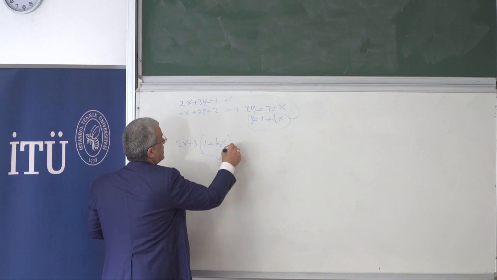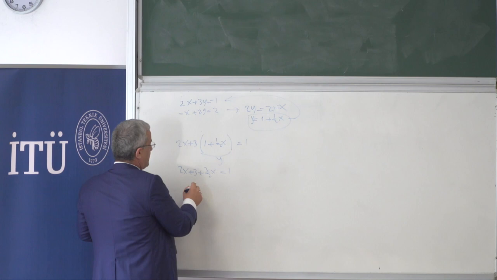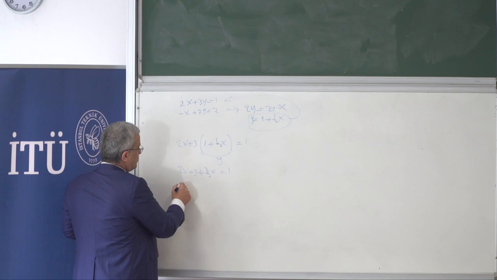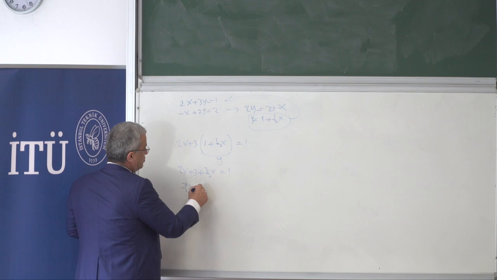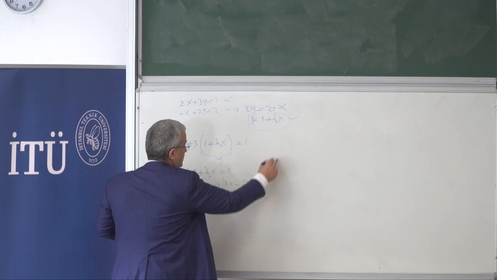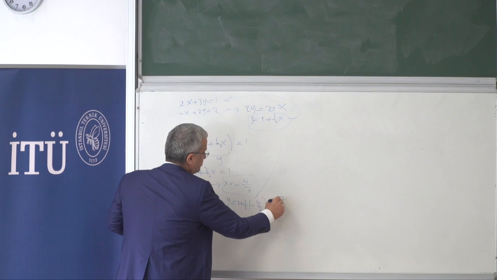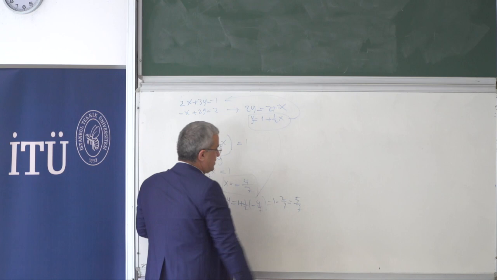And you just remove this parenthesis, 2x plus 3 plus 3 over 2 x is equal to 1. Take 3 to the other side and combine this together. So this is 7 over 2 x is equal to minus 2. From here, x is equal to minus 4 over 7. And then from here, y is equal to 1 plus 1 half times minus 4 over 7. That means 1 minus 2 over 7. That means 5 over 7.